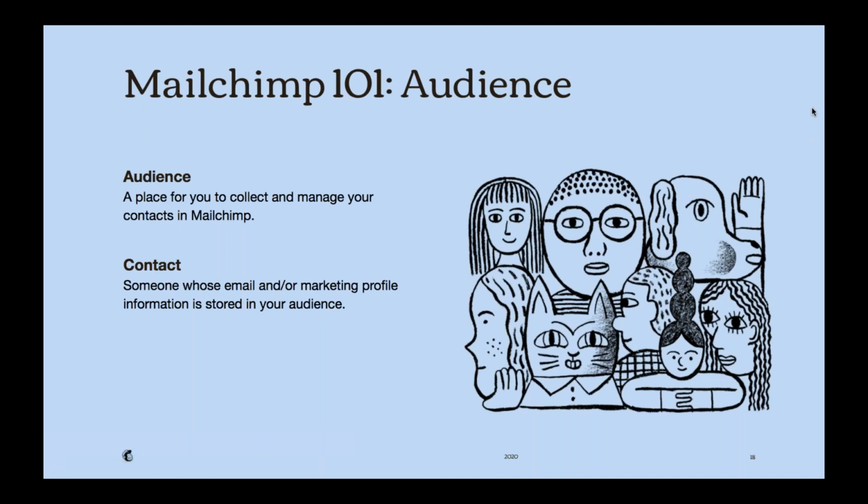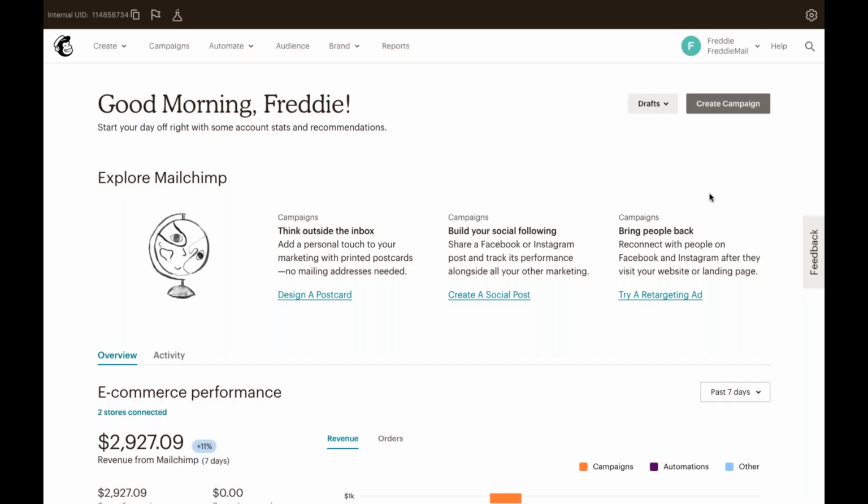The foundation of great marketing is a clean, up-to-date record of your contacts. So setting up this audience is a critical first step to getting started with Mailchimp. Whether you're starting from scratch or bringing existing contacts into Mailchimp, your audience is where you'll store and manage all of your contact data. So let's first go ahead and click on the Audiences tab in the top navigation menu.